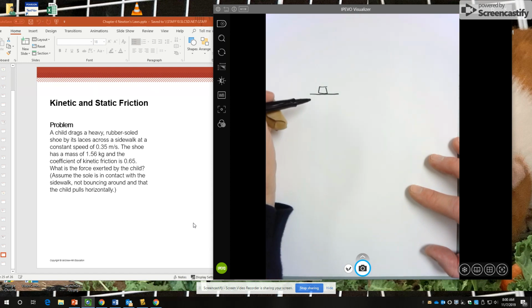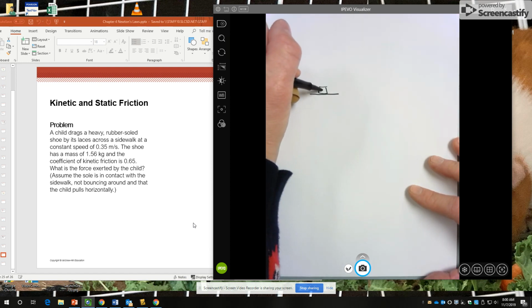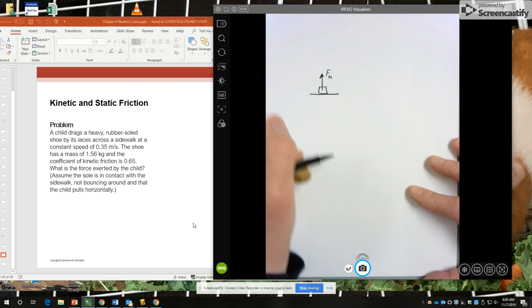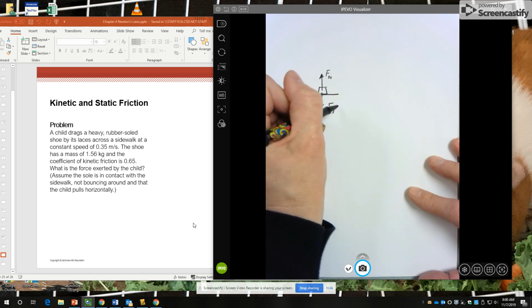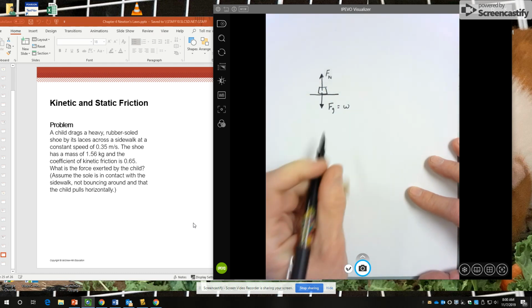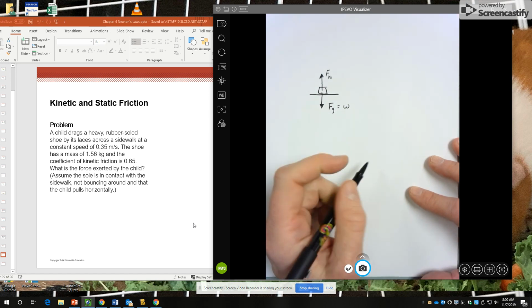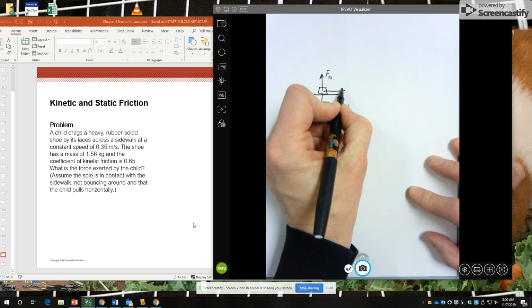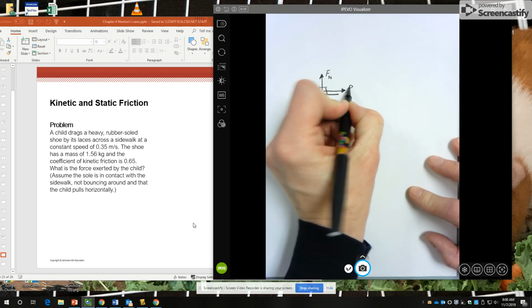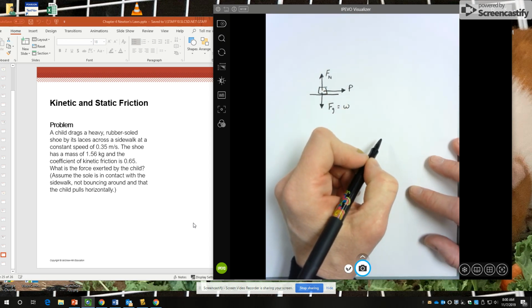So, shoe on a sidewalk. We're going to assume that the sidewalk fully supports the shoe. That would be the normal force, sidewalk supporting shoe. Earth's gravity is pulling on the shoe with a force equal to the shoe's weight. Pull of gravity and weight are the same thing for us. The child pulls totally horizontally. So here will be the child's pull. I'll use capital P for pull force.